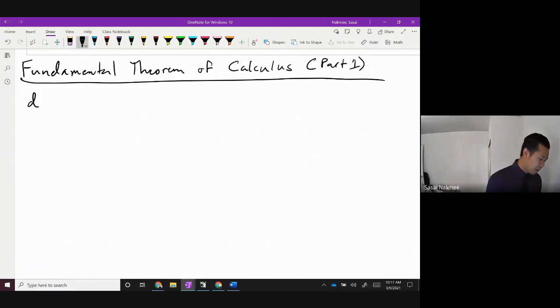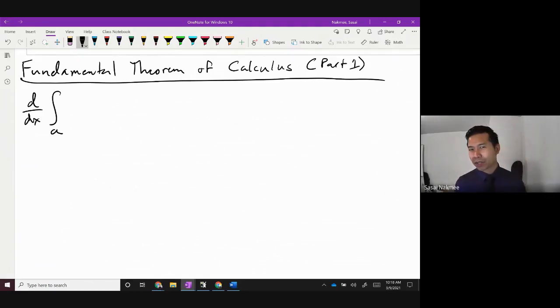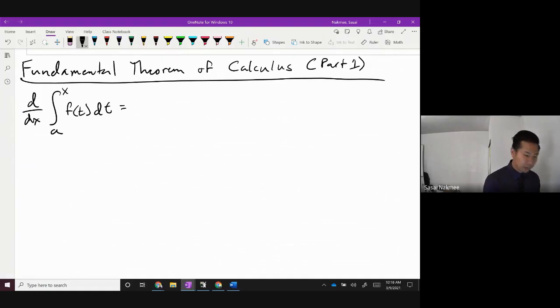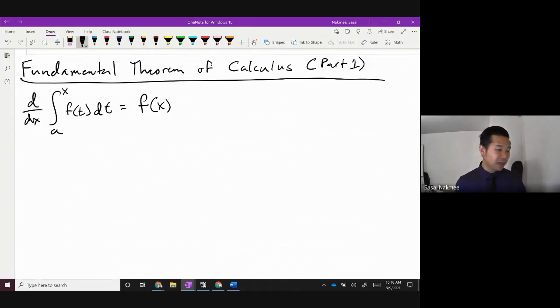If I take the derivative with respect to x of an integral starting at any value, it doesn't matter if it starts at 0, if it starts at 1, any constant a, and I take it to any value of x of a function, and any function I'm talking about here, dt, it's going to equal that function evaluated at x. Because when you take the integral, we find out this particular function that it's equal to, but then you take the derivative of that function and you just end up back at where you started, but evaluated at whatever this is.